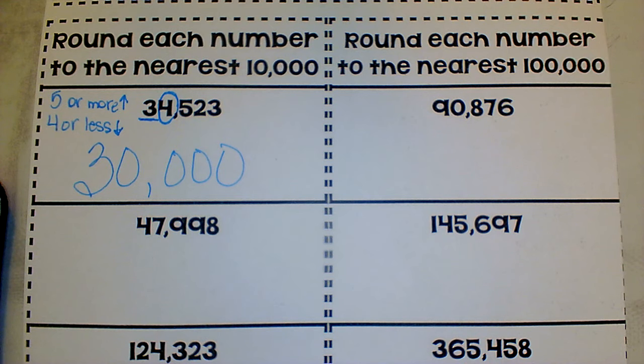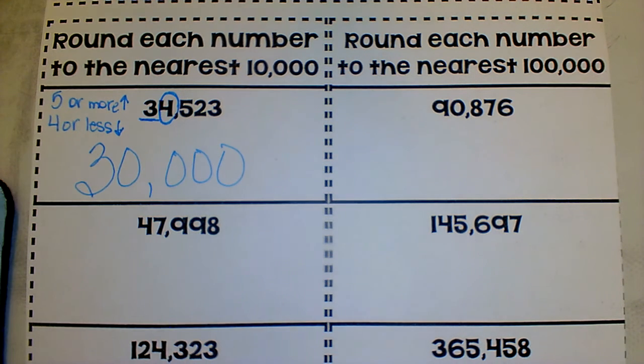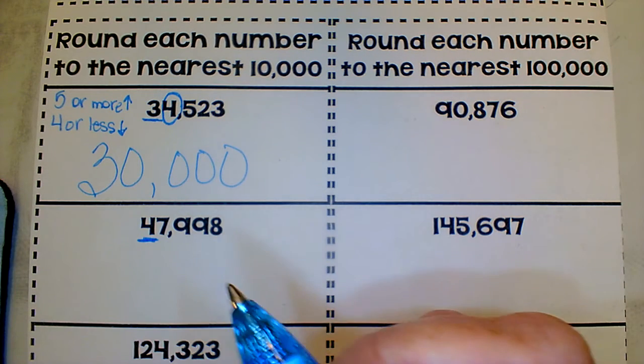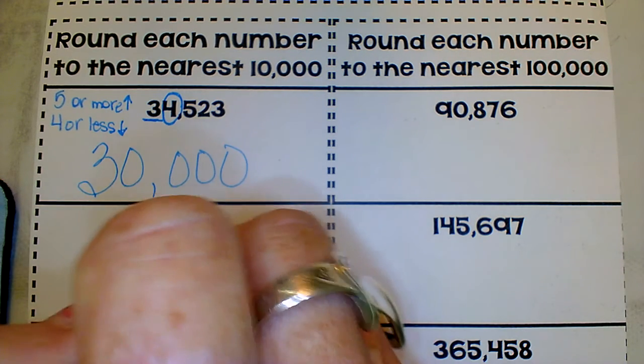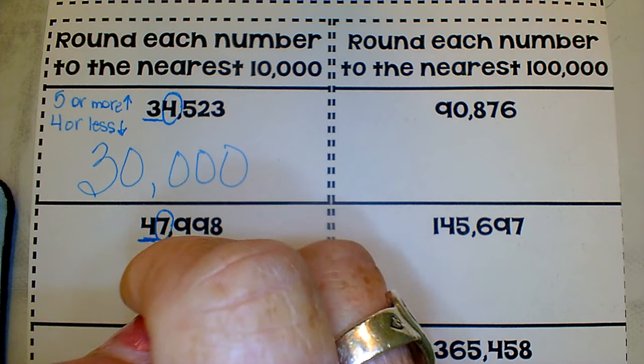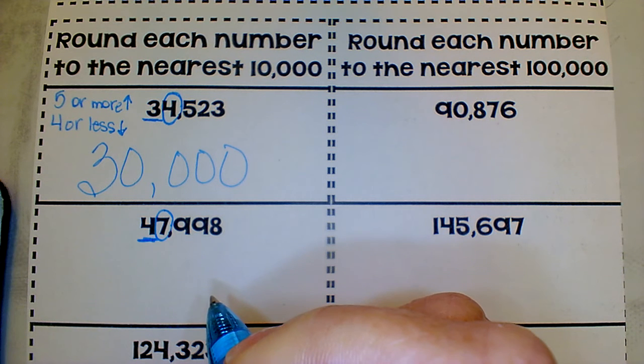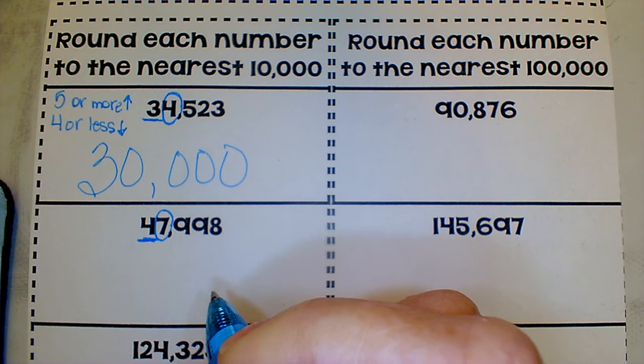Okay, so in the next example, 47,998. What digit, Jesse, is in the 10,000th place? 4. So what are we doing to the 4, ladies and gentlemen? Underlining it. We are underlining it. And which digit will we circle? 7. So what is the 7 telling us to do to the 4, Blaine? Round up. Round up. How many more? 1. Okay, so the 4 changes to a what, Elijah?